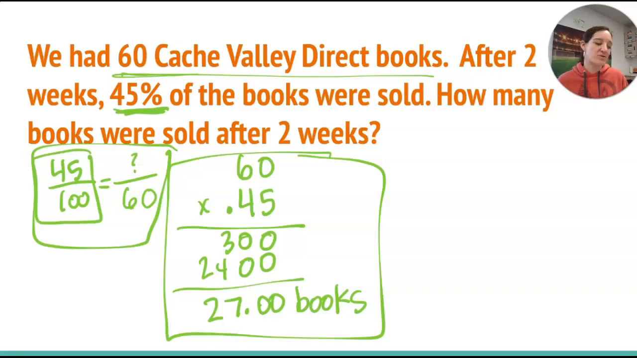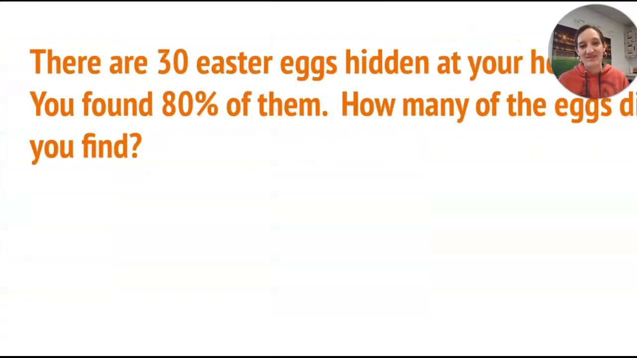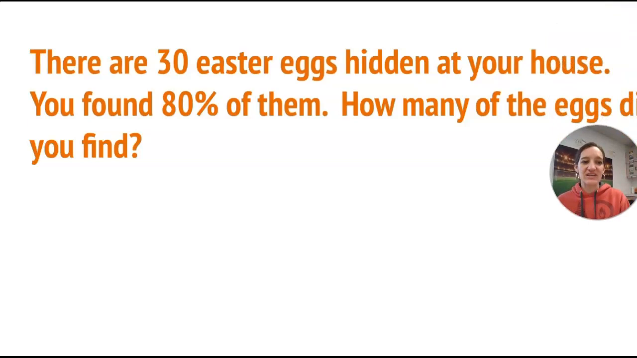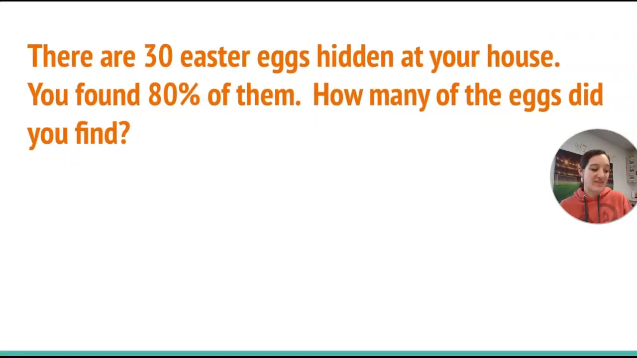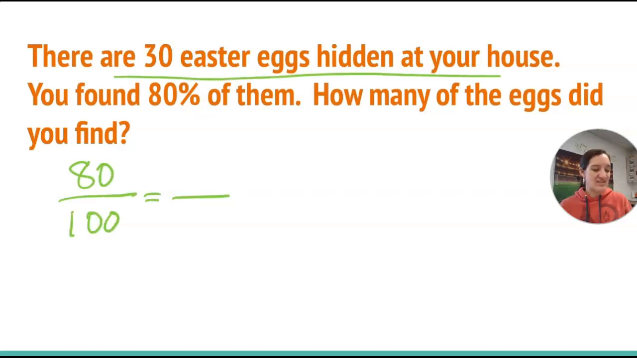Both of the ways you'll do it will give you the same answer. So if there are 30 Easter eggs hidden in your house and you found 80% of them, how many eggs did you find? So set it up. This is all of the Easter eggs, right? And you're finding the percent that you found. So you'll set it up like this. You'll see that you're looking for the part.